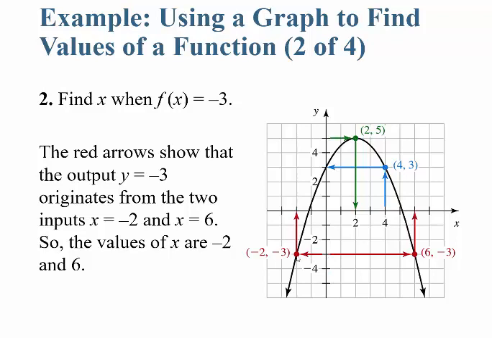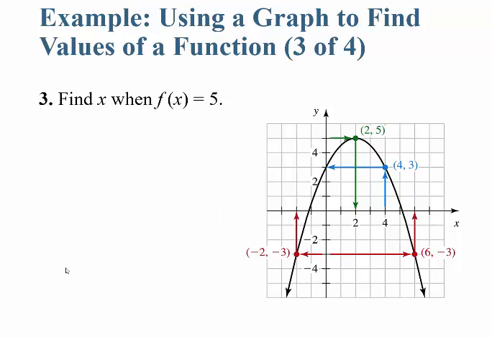But I've also noticed that the graph is reflections of each other. So I'm going to go to the other side here to see where the graph also is -3. And I'm going to go down, and I'm going to see that that x value is -2. So the red arrow shows that the output y equal to -3 originates from two different inputs, -2 and 6. So the values of x here, this has two solutions, are -2 and 6.